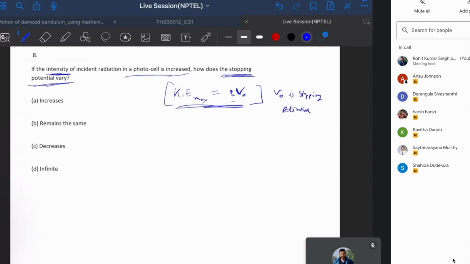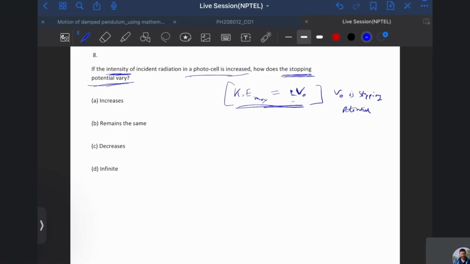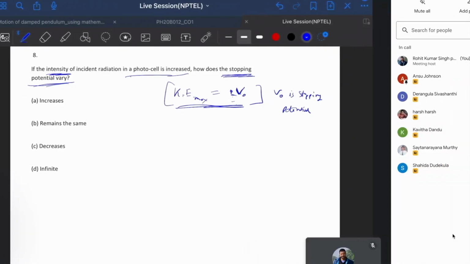Now answer: if the intensity is increased, will the stopping potential vary? Will we have to vary the stopping potential or not? Again, can you guys answer one by one? Option A, B, C, D. Does it increase, remain the same? Yeah, Satnarayan says, sir, increases. Okay, one vote to increases.